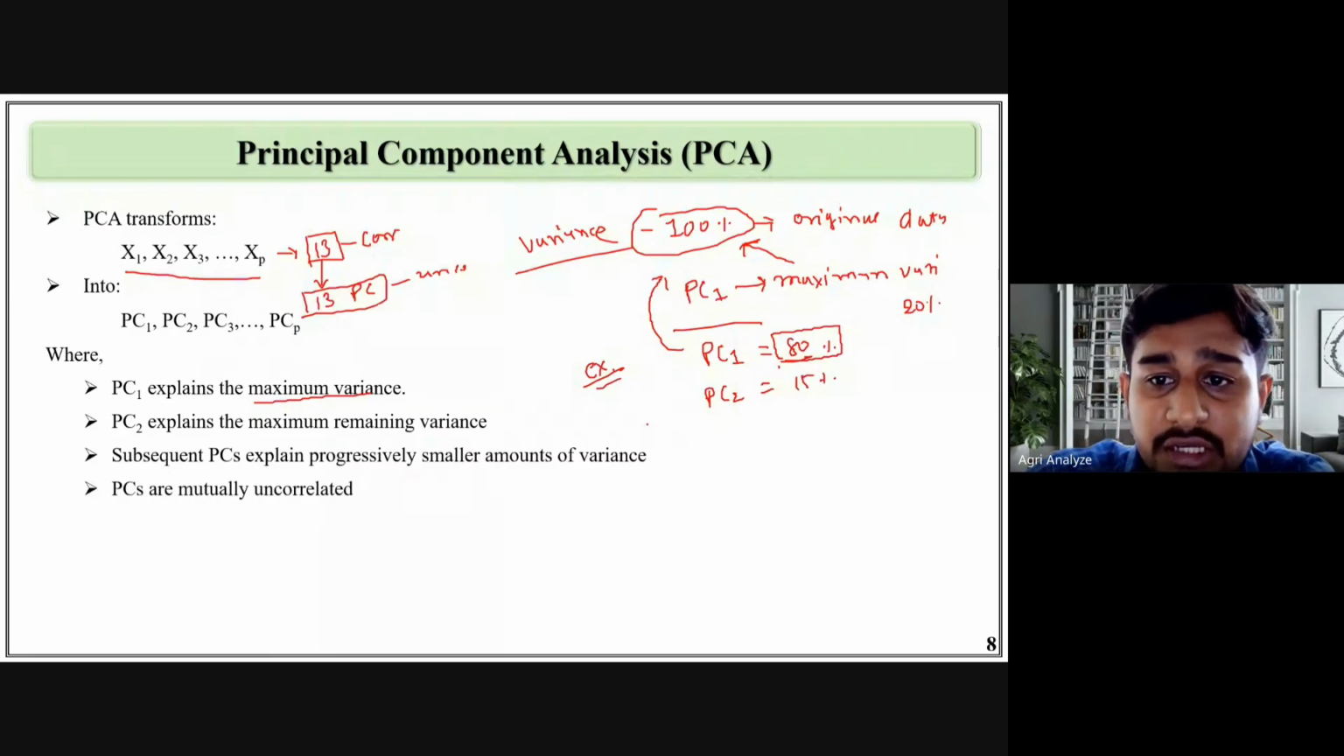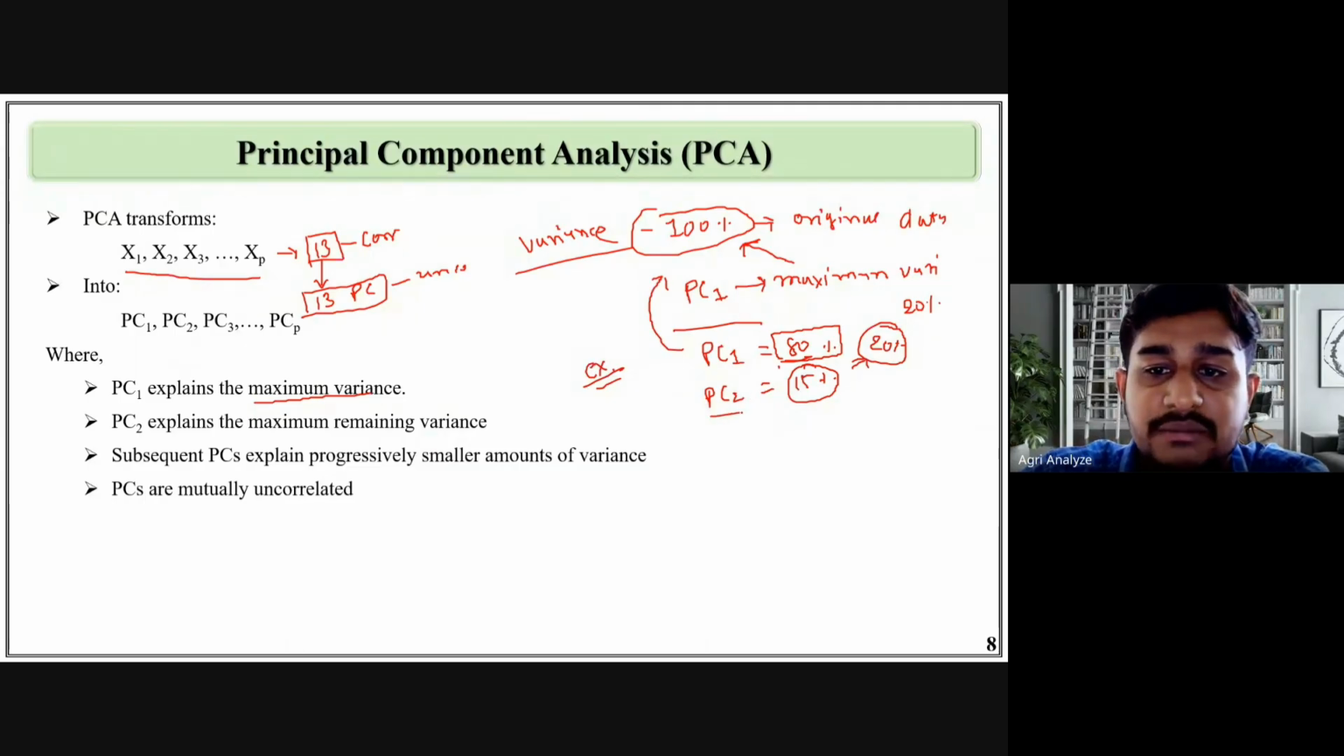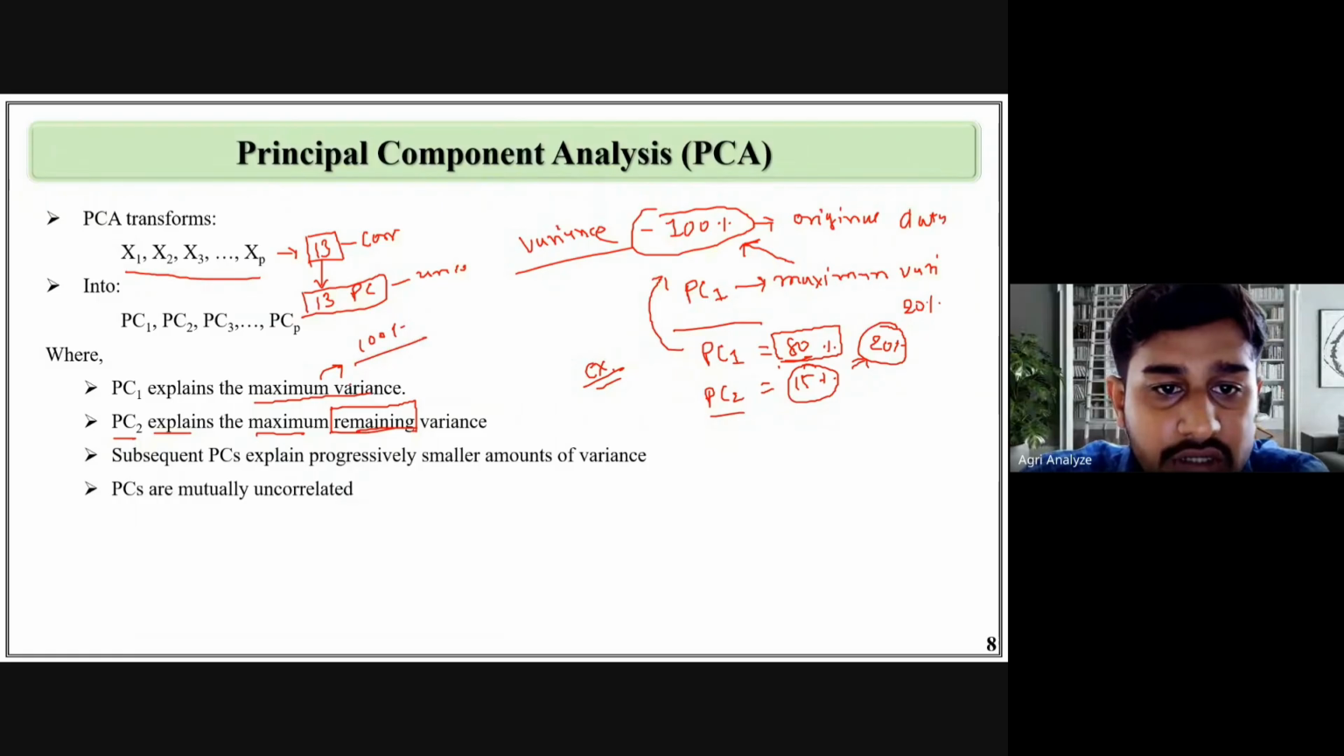Then out of the remaining, which is 20%, PC2 explains the maximum variance out of the remaining. It means 15% of variation is explained by PC2. So here I write that PC2 explains the maximum remaining variance. For PC1 I do not mention remaining variance because out of 100% it shows the maximum variance, 80%. So the remaining is 20%, and out of the remaining variance, PC2 shows the maximum variance.